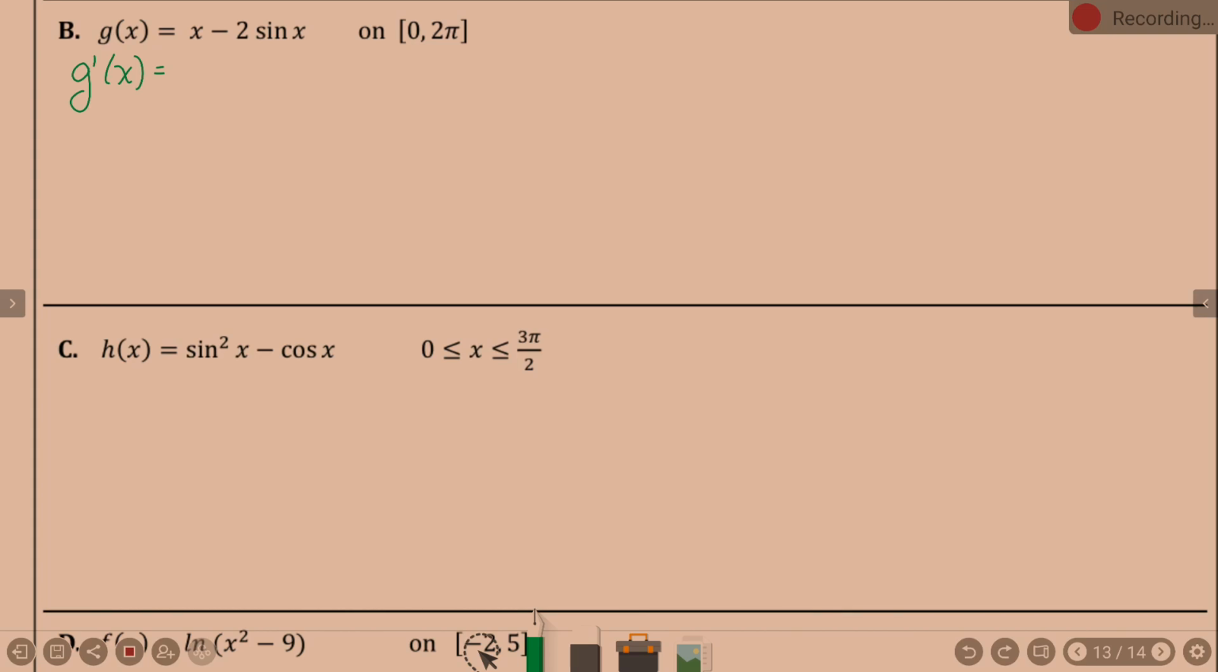1 minus, negative, no, 1 minus 2 cosine x. In my brain, everyone thinks differently here. The derivative of sine of something is cosine of something. So that negative 2 out front just stays the same. It's just like the constant of negative 2. Okay, we're going to set this equal to 0.